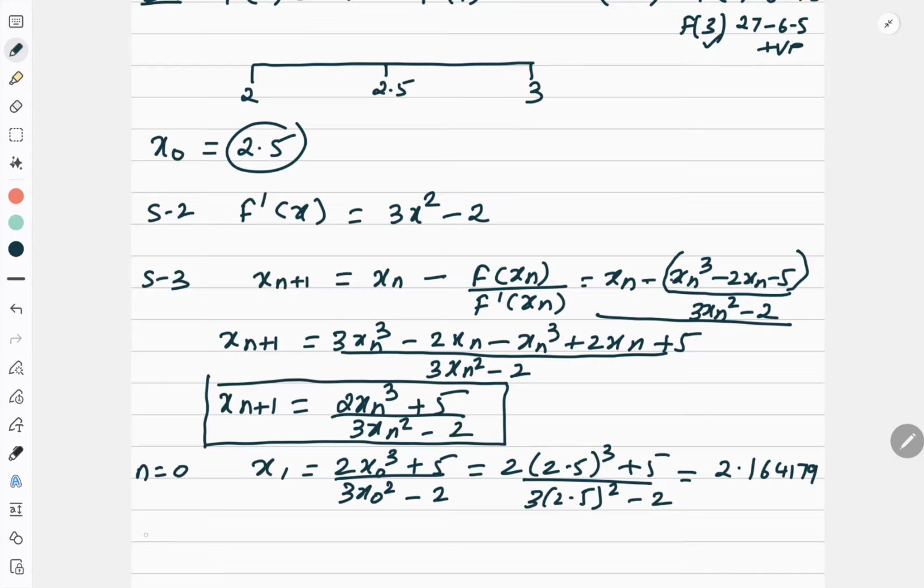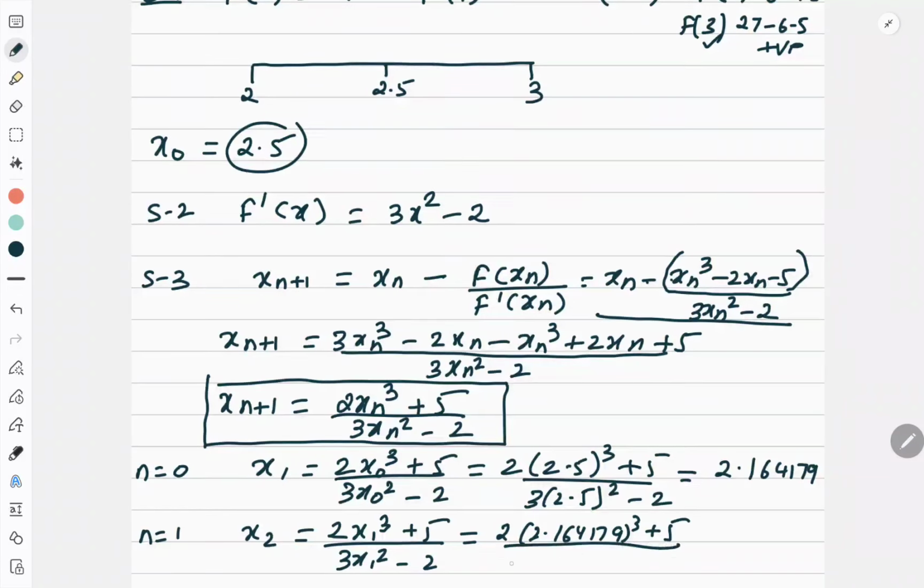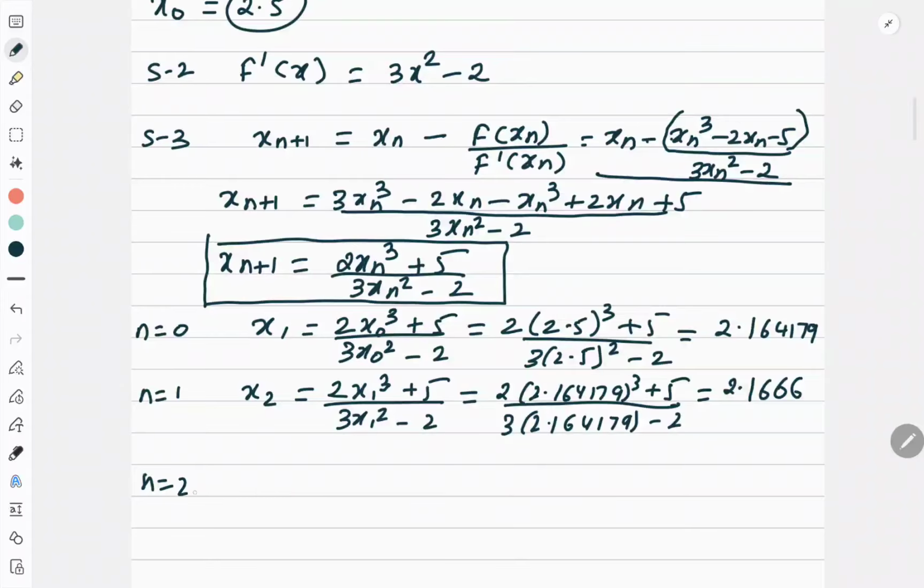Okay. Now put n is equal to 1. So what you get? x2 is equal to 2x1 cube plus 5, 3x1 square minus 2. Put the value. Now 2.164179 cube plus 5 upon 3, 2.164179 minus 2. Once you put this in the calculator, you just have to keep on changing the values. That practice is required. Okay. If you do the practice, you will get definitely 2.1666. Now put n is equal to 2.